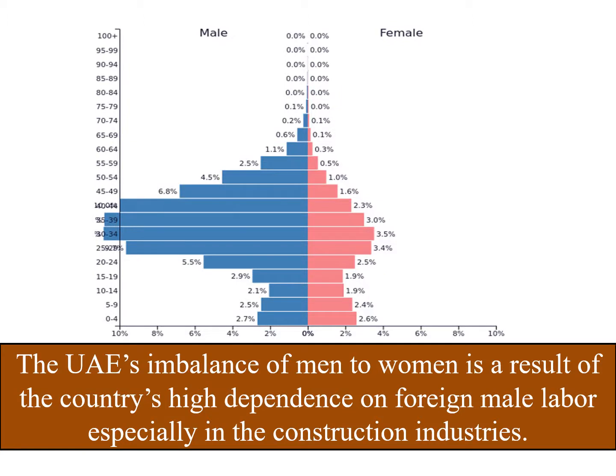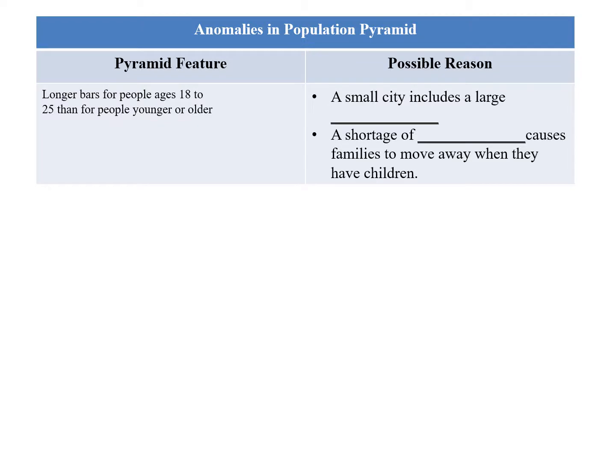The correct answer for why the United Arab Emirates' population pyramid looks this way is because of guest workers. The UAE has an imbalance of men to women as a result of the country's high dependence on foreign male labor, especially in the construction industries. All of those beautiful new buildings are being built by laborers from other countries, mainly South Asian countries like India and Pakistan.